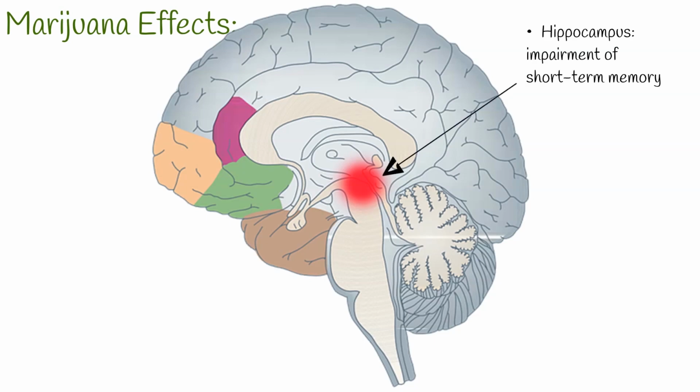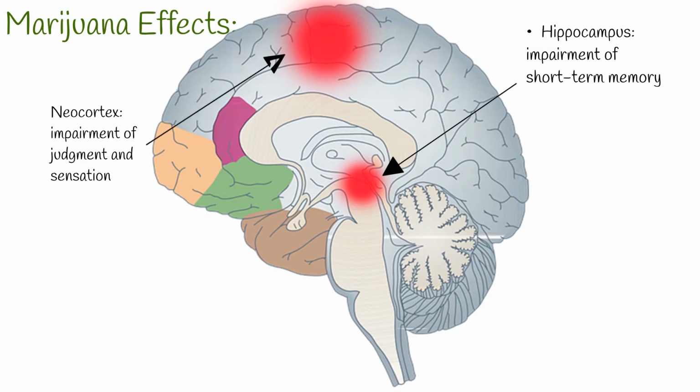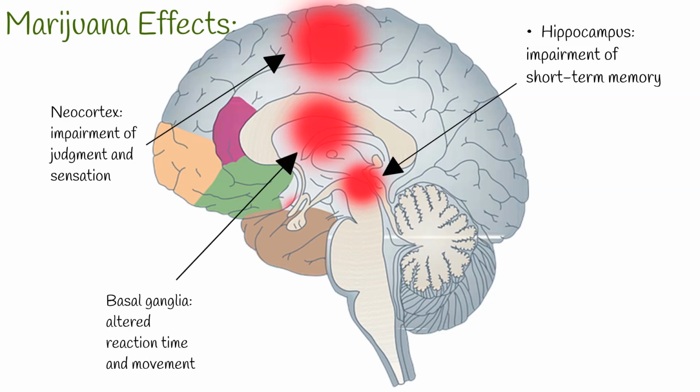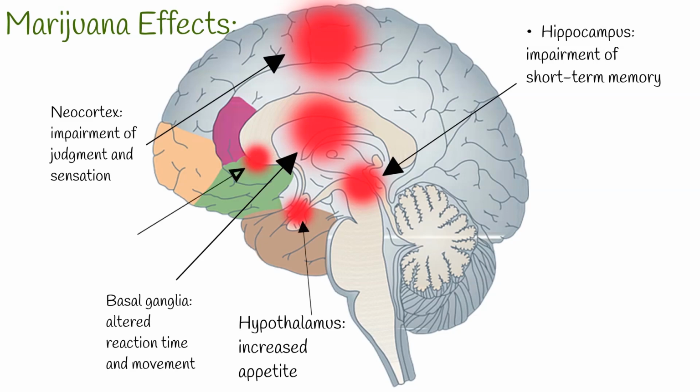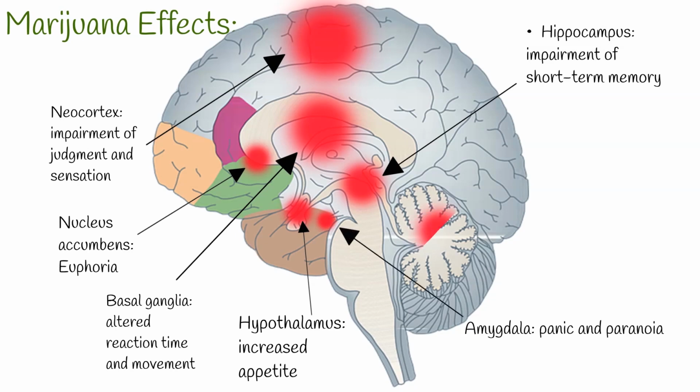hippocampus, impairment of short-term memory; neocortex, impairment of judgment and sensation; basal ganglia, altered reaction time and movement; hypothalamus, increased appetite; nucleus accumbens, euphoria; amygdala, panic and paranoia; cerebellum, ataxia; brainstem, anti-emesis; spinal cord, analgesia.